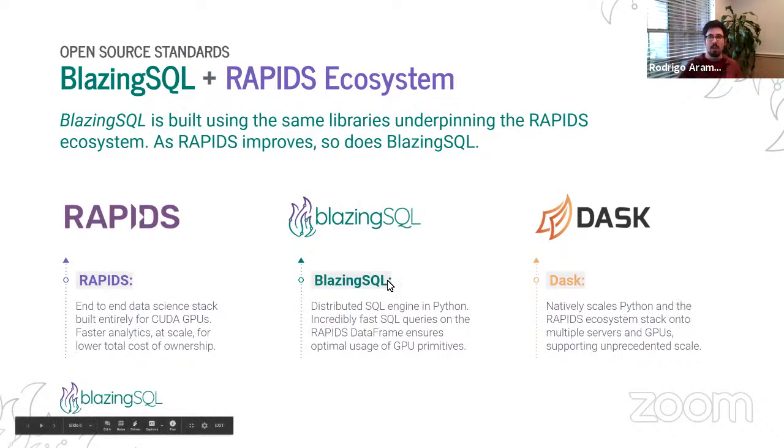BlazingSQL is the SQL engine of that ecosystem. It's how you can connect data lakes or large-scale data sets to Rapids. It's really the easiest way of doing large-scale ETL processing performantly and cost-effectively.